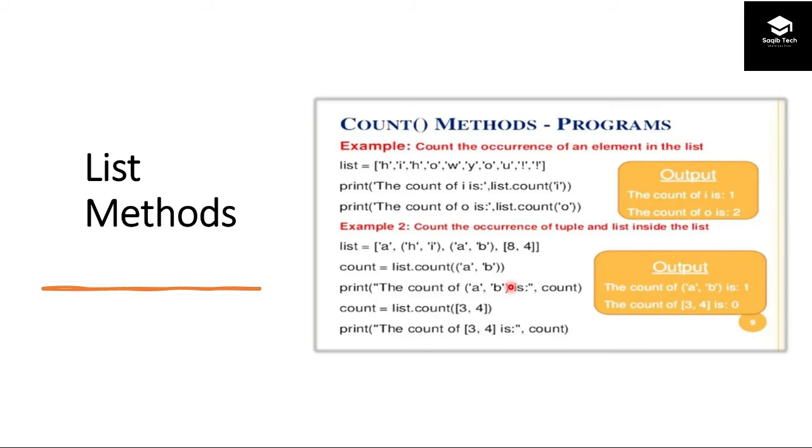For example, let's leave the tuple and look here. I have a list having something, and this is called a tuple, leave it for now. Just look at the list 8 comma 4. What we did was write count equal to list dot count 3 comma 4 as a list. It will tell me how many lists containing these items are present in that list. It is telling that there is no list containing 3 comma 4, because I have the list 8 comma 4.